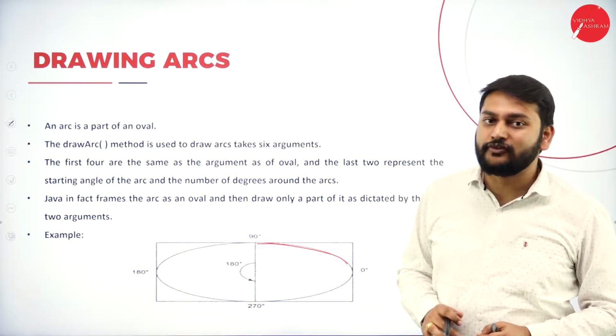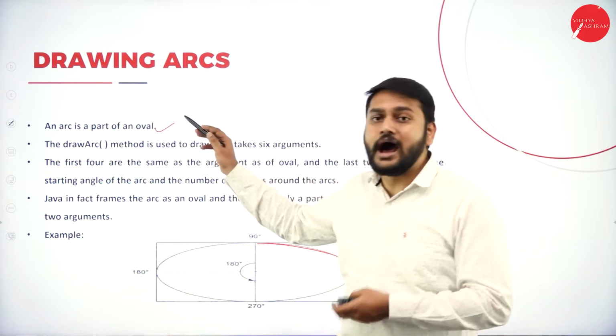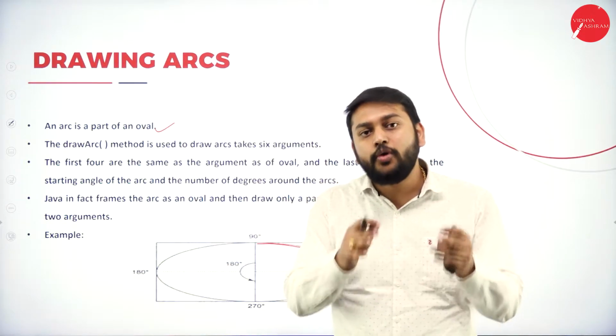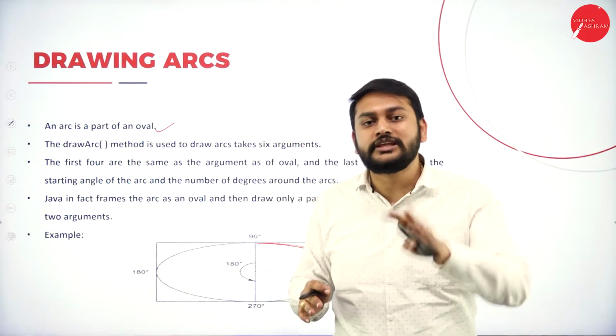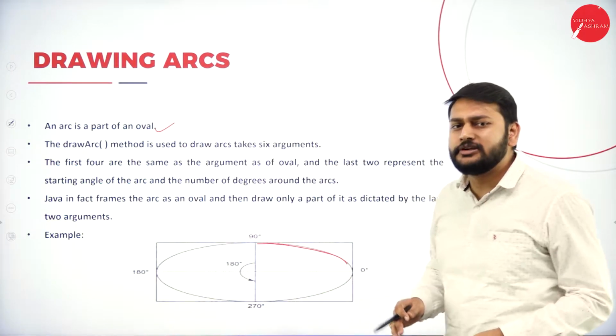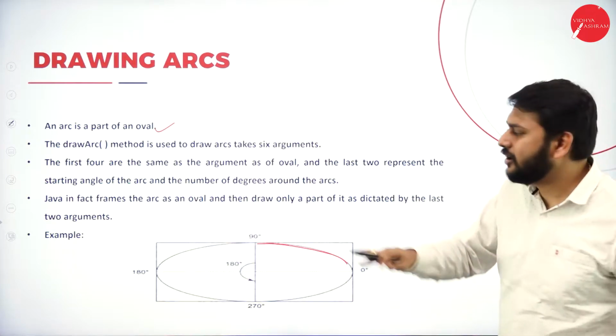Guys, listen to me carefully. You all know that an arc is a part of an oval, right? So yes, we all know that. How do we write the oval? The oval takes 4 parameters, right? So the same 4 parameters you will pass even to draw the arc.